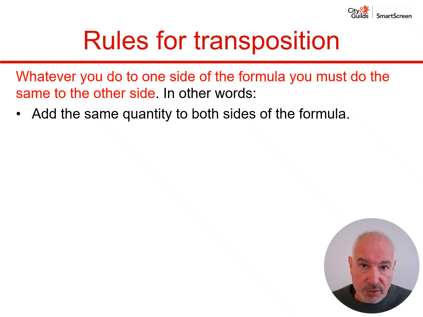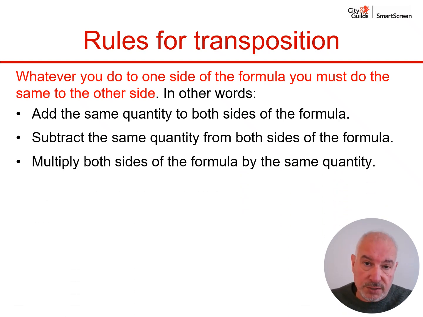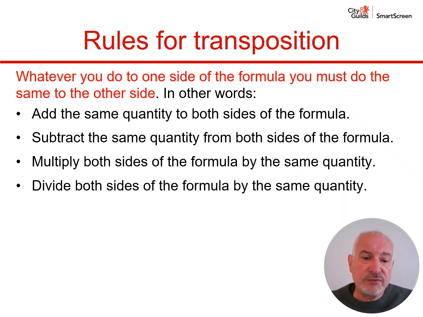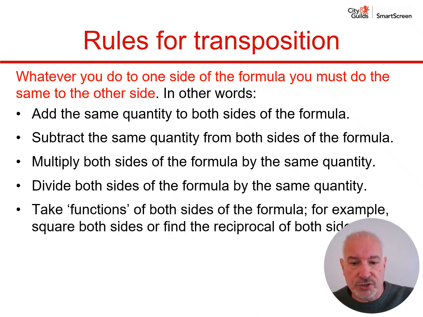So if you add something to one side, the formula would no longer balance unless you add the same amount to the other side. And in the same way, if you were to subtract something from one side, you must subtract it from the other side to maintain the balance of the formula. If you multiply one side by a certain value, you've got to multiply the other side by the same value. If you divide one side by a certain amount, you've got to divide the other side by the same amount. And even functions, so that's things like if you square one side, you must square the other side, or if you square root one side, you must square root the other side, and so on.